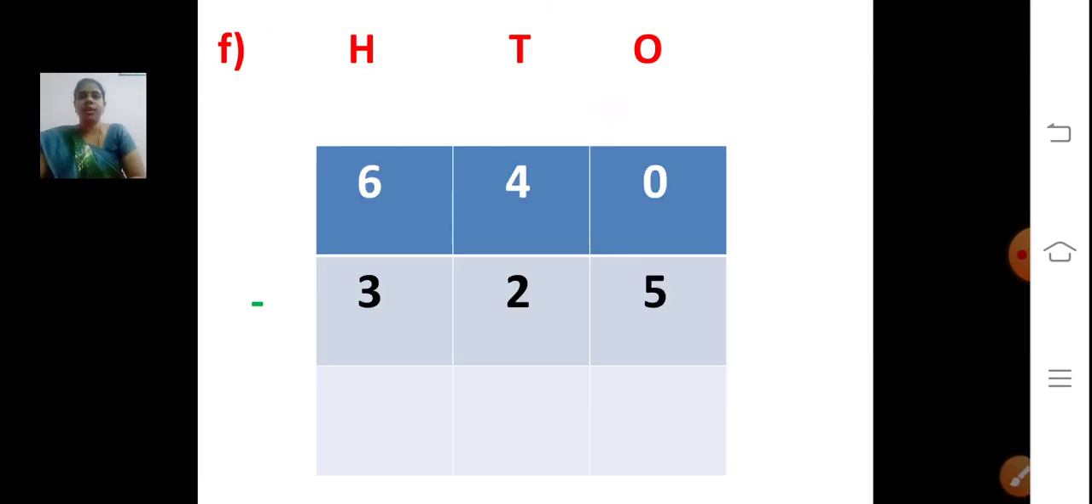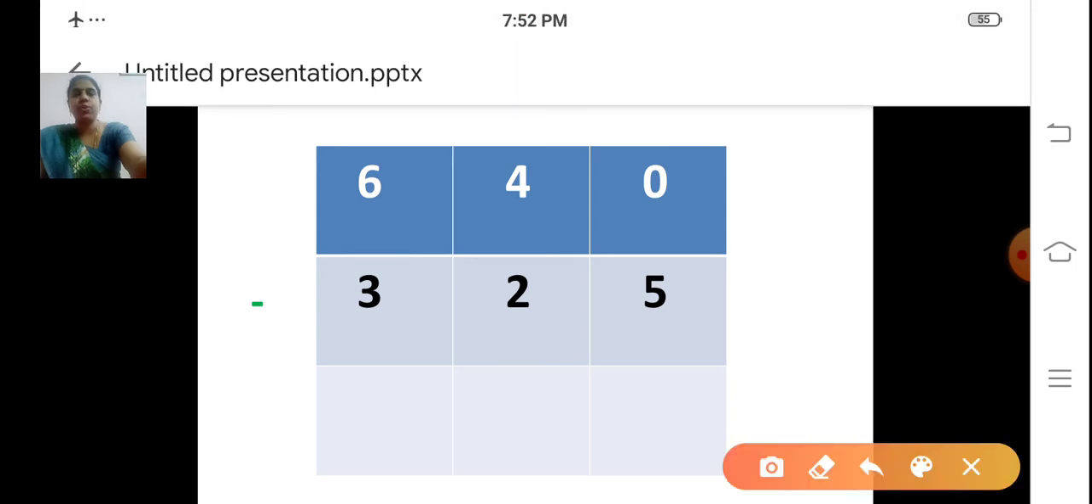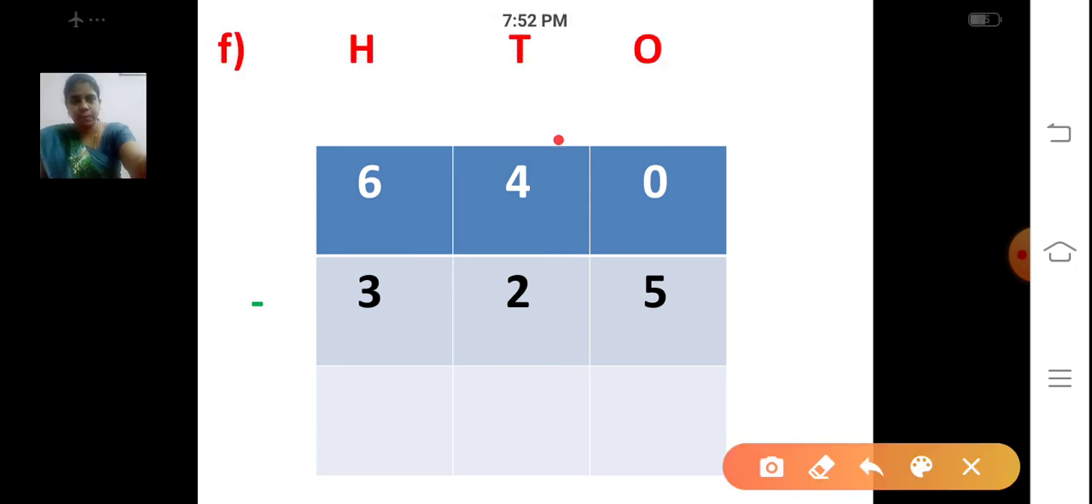One more sum in this model. We are going to subtract 640 minus 325. Now let's start to subtract from the ones place. Can you subtract 0 minus 5? Is that possible? No. In that case, what do we have to do? Borrow from the tens place. So 4 minus 1 is 3. So my ones place will become 10.